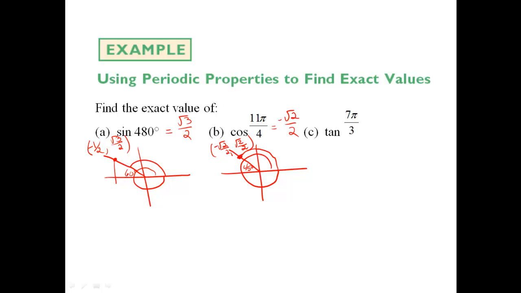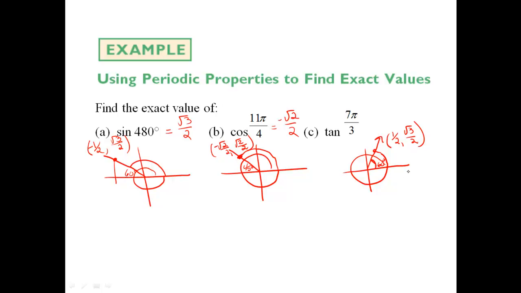And one last one. Tangent 7 pi over 3. Pi over 3, 2 pi over 3. There's 3 pi over 3. Go all the way around. Here's 6 pi over 3. So one more pi over 3. It's going to be pi over 3 in the first quadrant here. So pi over 3 is a 60-degree angle. So I've got the 1/2, square root of 3 over 2 again. They're both positive because I'm in the first quadrant.